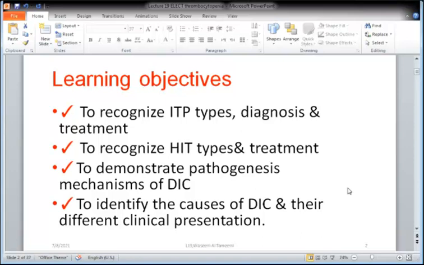We all know that we have four coagulation factors, which are 10, 9, 7, and 2, that are vitamin K dependent coagulation factors. So in any condition where there is vitamin K deficiency, this will result in a reduction in the production of these four factors, which are vitamin K dependent factors.